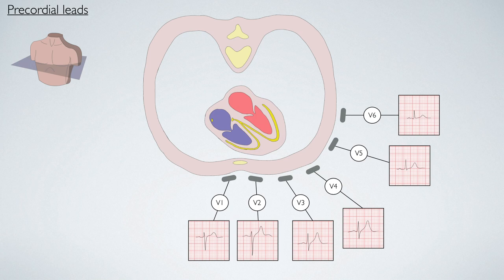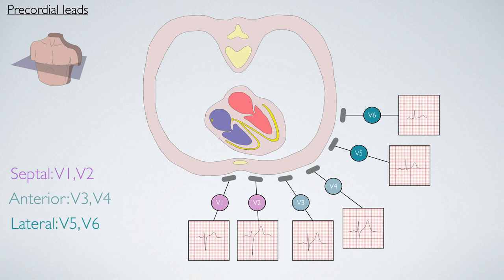The precordial leads can be organized based on the location of the heart that they view. Leads V1 and 2 view the right side of the heart and the ventricular septum. They are often referred to as septal views. Leads V3 and 4 are anterior leads, and they look at the frontal surface of the heart. Leads V5 and 6 are known as lateral leads. They look at the heart from the left side.